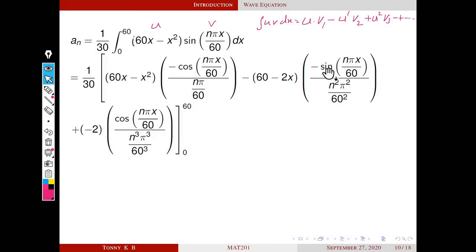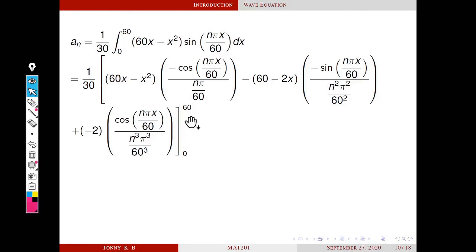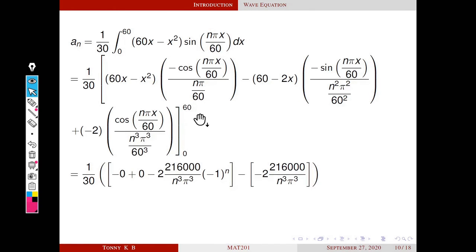So that is again integral of sine is minus cos. So minus minus becomes plus. That's why this is cos(nπx/60) by n³π³/60. Then the lower limit is 0, the upper limit is 60. If you substitute the upper limit and lower limit, then we get like this.